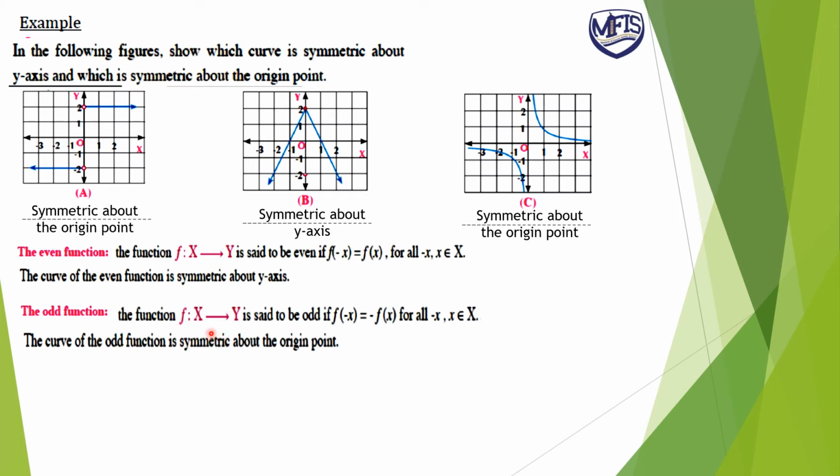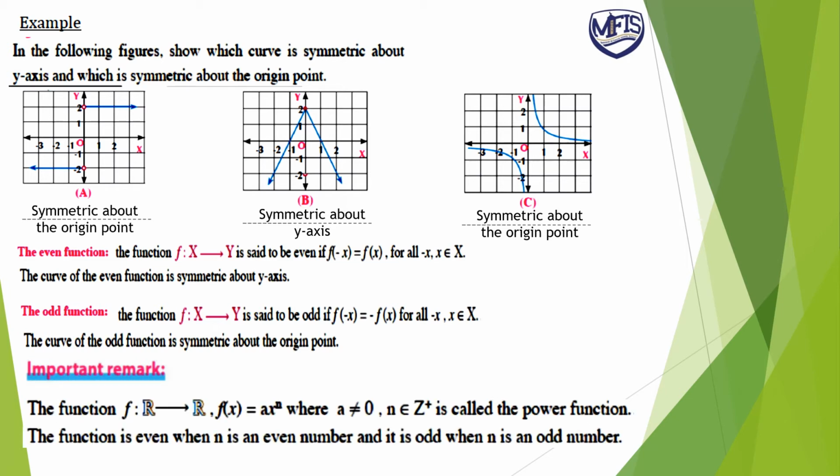The odd function. A function f of x is called odd if f of negative x equals negative f of x, like figure A and figure C. Why? Because f of 1 equals 2 and f of negative 1 equals negative 2. So it is called an odd function. يبقى here if f of negative x equals f of x, it is called an even function. And f of negative x equals negative f of x is called an odd function. طب if f of negative x does not equal f of x or negative f of x, it is called neither even nor odd.